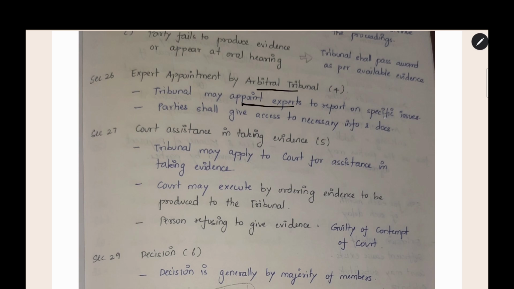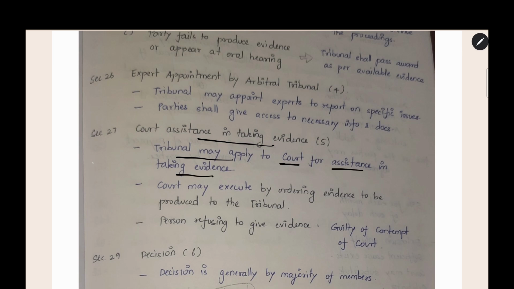Tribunal may appoint experts to report on specific issues. Parties shall give access to necessary info and documents. If the software expert comes, both the parties should give the information to the expert. Only then can the expert analyze and give his views. Section 27, court assistance in taking evidence. Tribunal may apply to court for assistance in taking evidence.